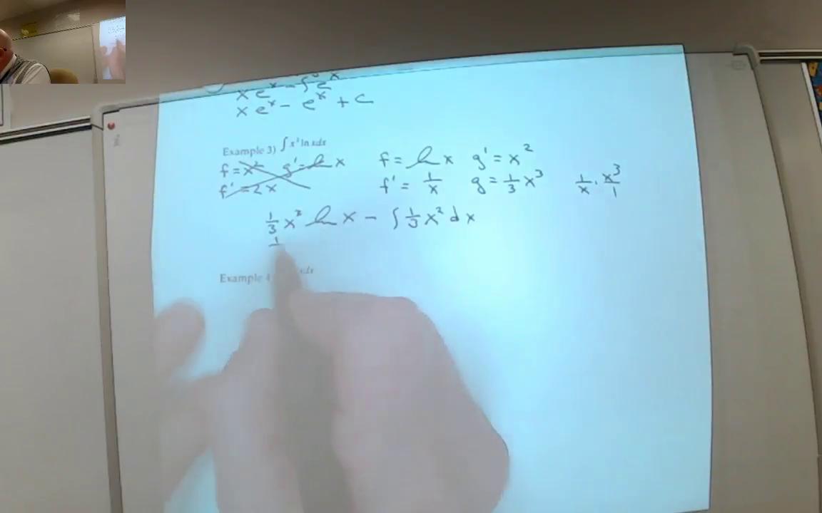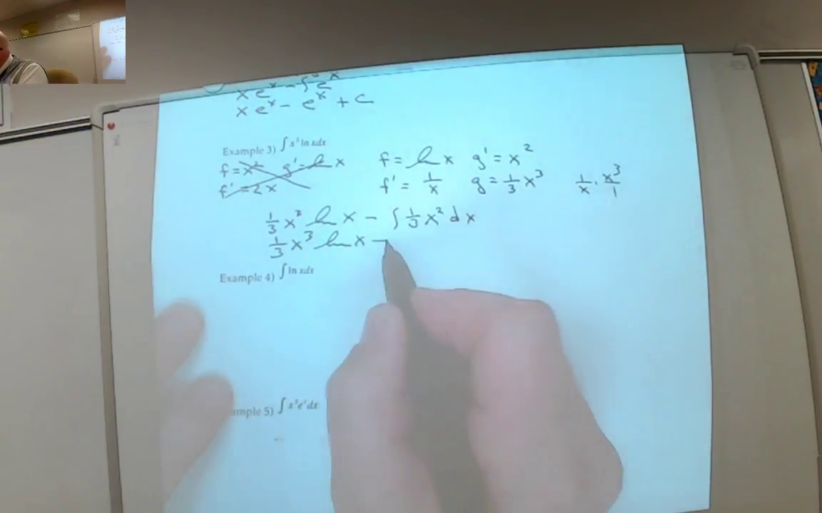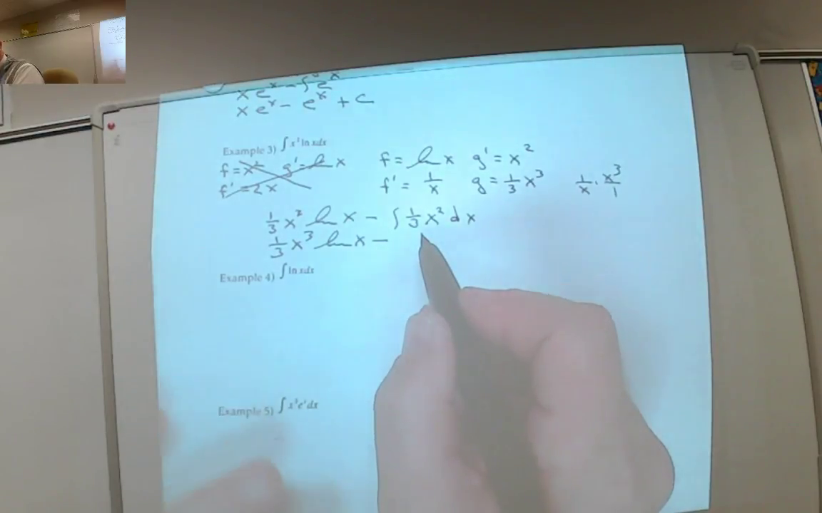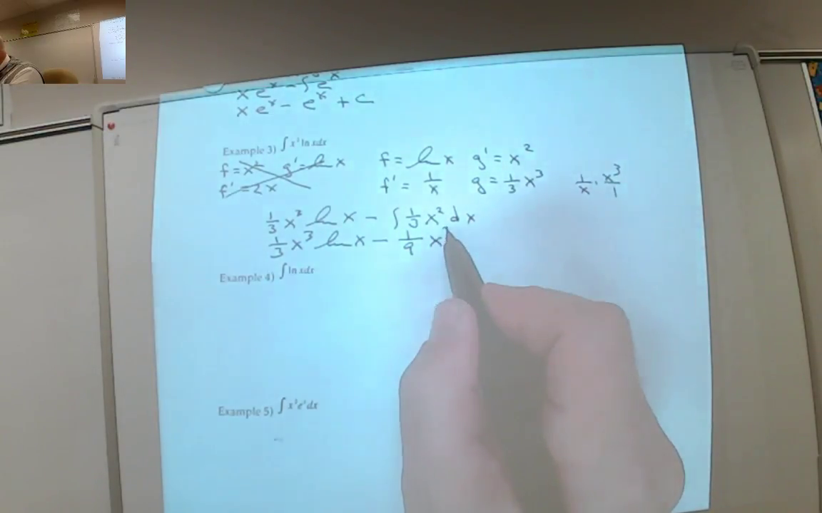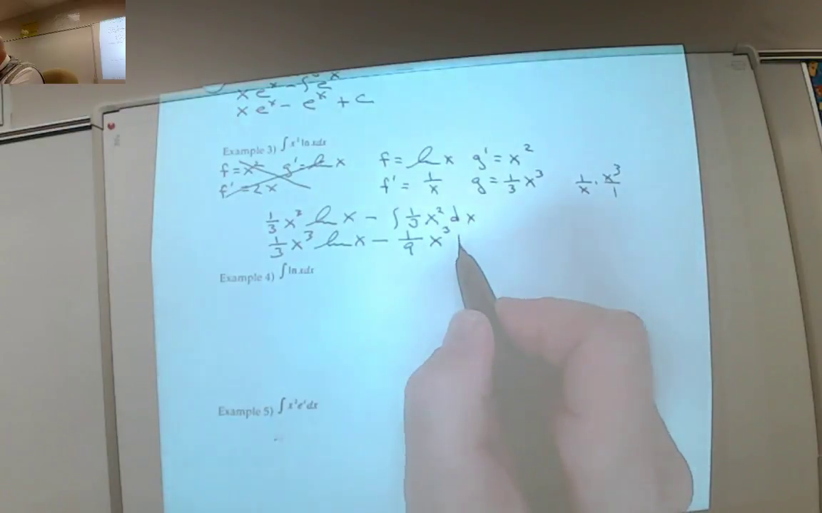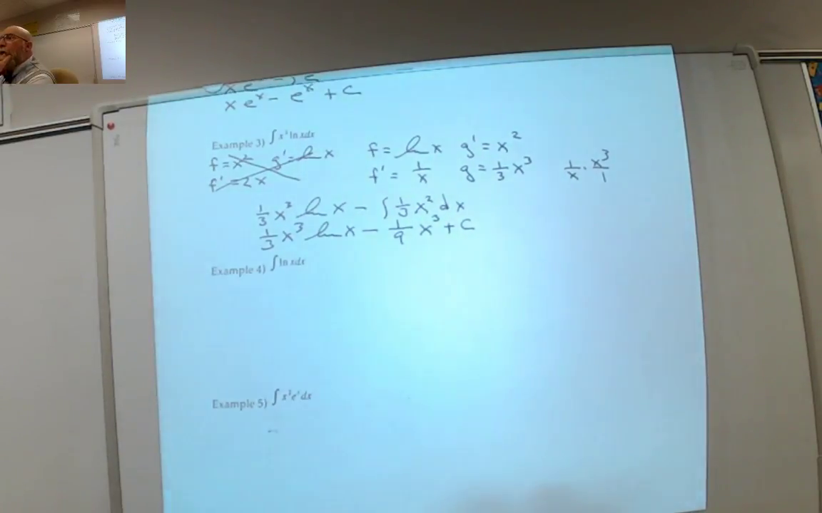So I have 1/3 x to the third ln of x minus, what's the antiderivative of this? 1/9. Yes. 1/9 x to the what? Third. Plus C. Perfect. So when you have the ln of x, you're going to make that f every single time, okay?